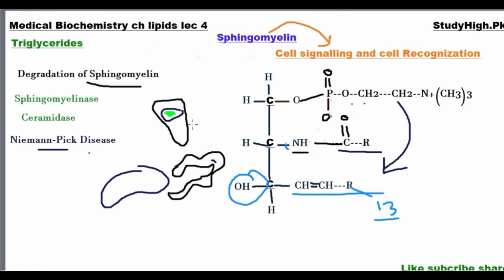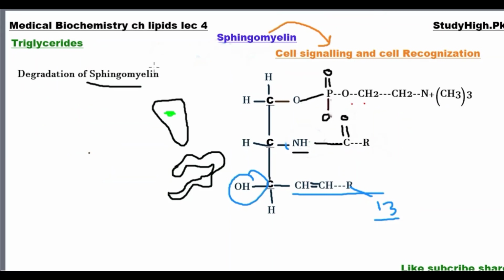Now we will discuss the degradation of sphingomyelin, how sphingomyelin is broken down in our body. There are two important sites of breakdown of sphingomyelin: one is the liver and the second is the spleen. Two types of enzymes are involved in the breakdown. One is sphingomyelinase. Sphingomyelinase causes the breakdown of the bond between carbon 1 and the phosphocholine, resulting in removal of this component. Phosphocholine is removed by the action of the sphingomyelinase enzyme.